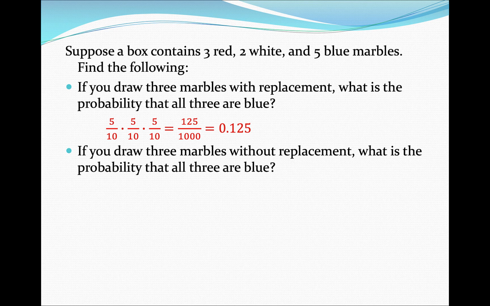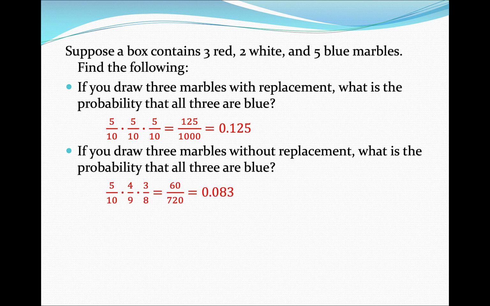So when you do things without replacement, what you do is you assume that the first one is blue, and you calculate the probability. Then you assume the second one is also blue, and you calculate the probability that it was blue. Then you assume the third one is also blue, and you calculate the probability that it is blue. Then you multiply those together, and that will give you the total probability.